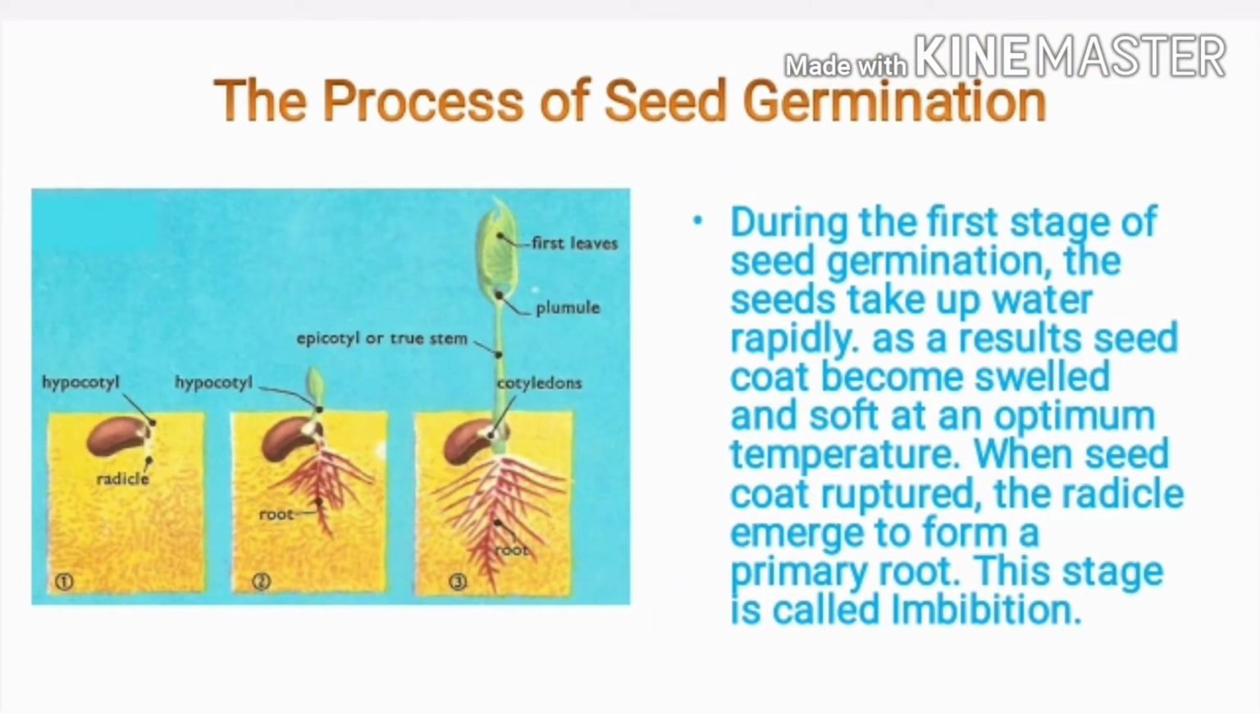During the first stage of seed germination, the seeds absorb or take up water rapidly. As a result, the seed coat becomes swollen and soft at an optimum temperature. When the seed coat ruptures, the radicle emerges to form a primary root, and this stage is called imbibition. As you can see in the picture, a radicle is developed from a seed and is further developed into primary roots. Hypocotyl is developed into epicotyl or a true stem, while the plumule is attached to the first leaf. Now let's move on to the next slide for the second stage of seed germination.